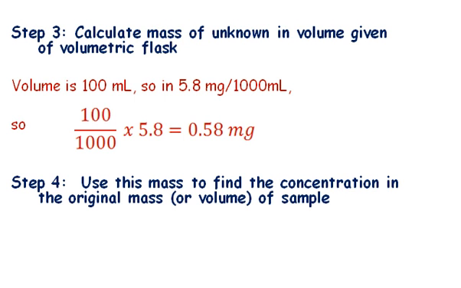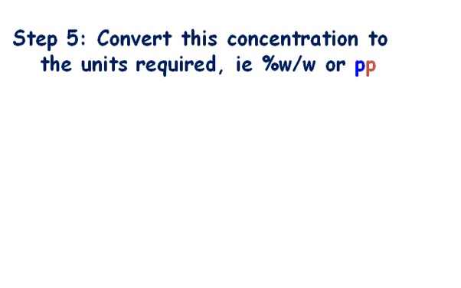Step 4 is to use this mass to find the concentration in the original mass of sample. So in this case, we've got a 3 gram sample, so we've got 0.58 milligrams in our 3 gram sample. Then in step 5, we need to convert this concentration to the required units. Well, actually I'm converting the mass to the required units, which will be percentage weight per weight or parts per million.